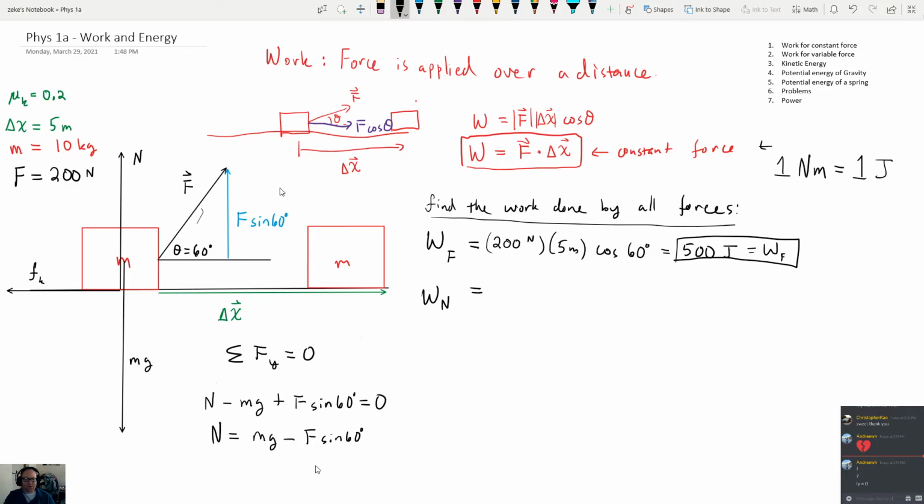Okay, so that's equal to a number, right? Now, I don't know what it is. It's equal to a number, but I'm just going to show you that it's not really going to matter. Oh, well, we actually are going to need to know it. So let's calculate it. So the normal force then is going to be equal to, the mass was 10 kilograms multiplied by gravity, and then minus F, which is 200 newtons, multiplied by the sine of 60.